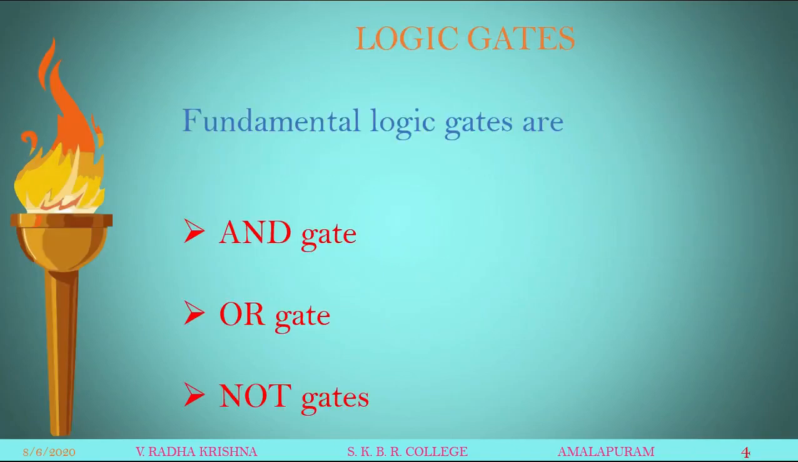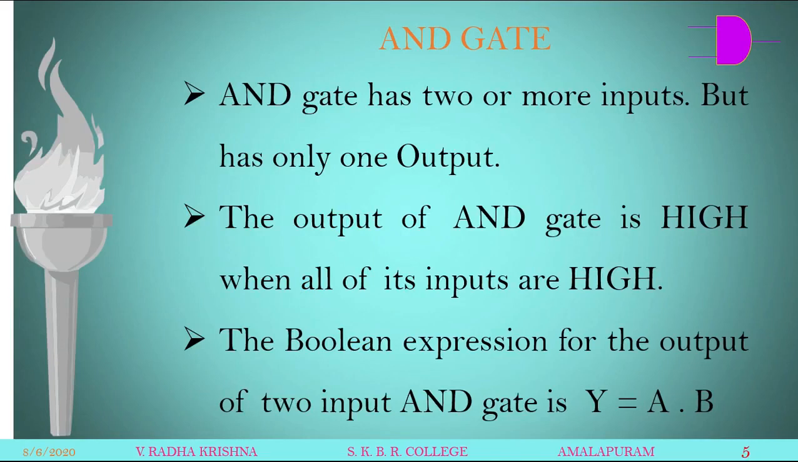Generally, we use different logic gates in our electronic circuits. They are AND gate, OR gate, and NOT gate. Now I am going to cover all these gates separately. First one is AND gate. So, what is AND gate?